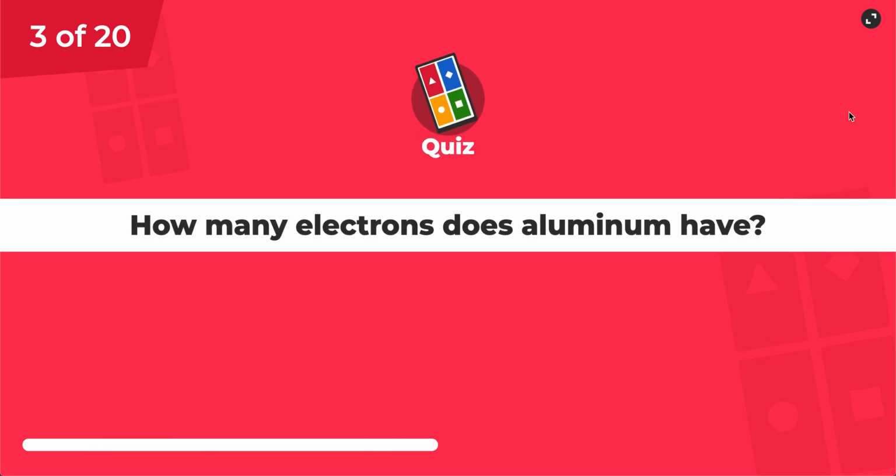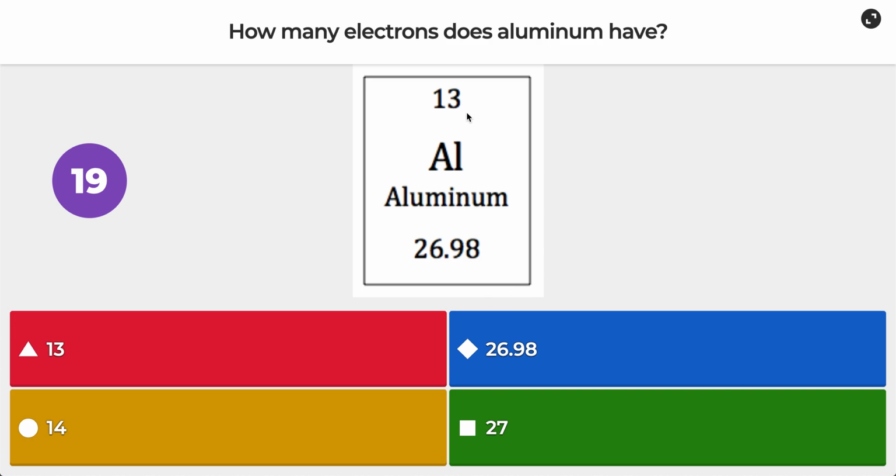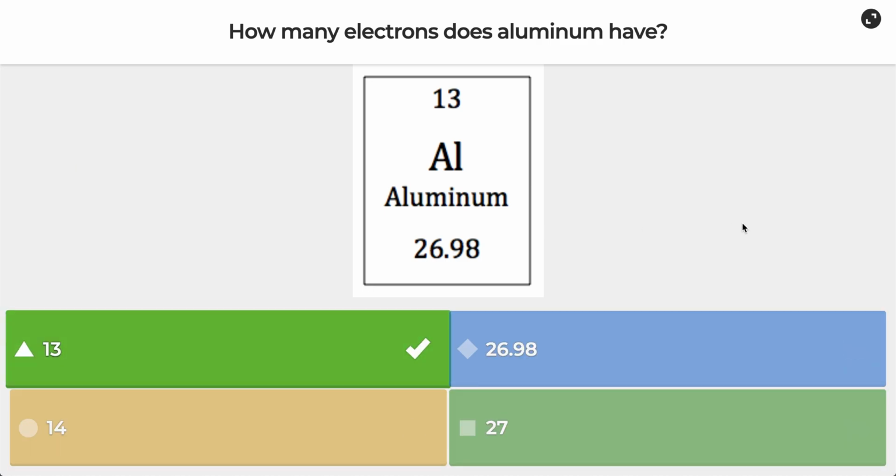Next question. How many electrons does aluminum have? Right here we have aluminum's periodic square, and we're going to look at the atomic number, which is 13. That tells us the number of protons, and the number of protons is equal to the number of electrons, so the answer is 13.